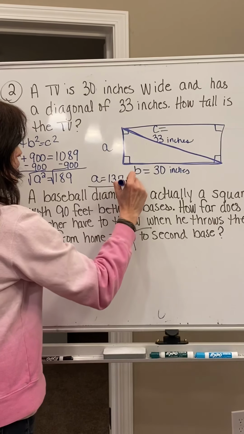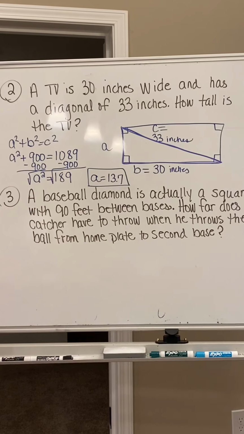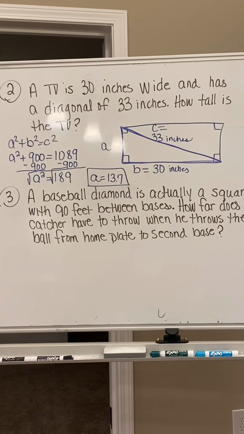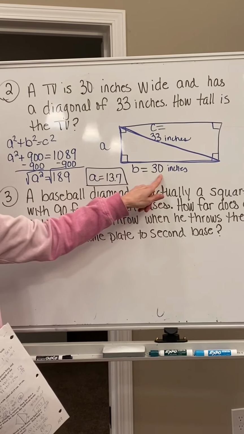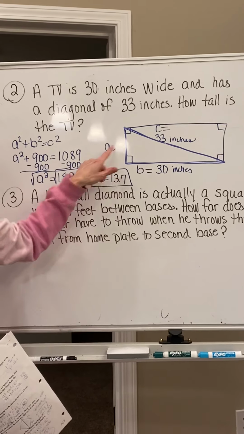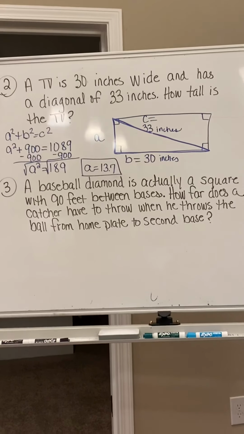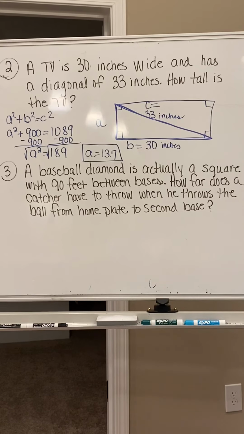13.7. Double check yourself and make sure that C is still the longest side. So I've got a 33, a 30, and 13.7 would go right there. So that is going to be the longest side.